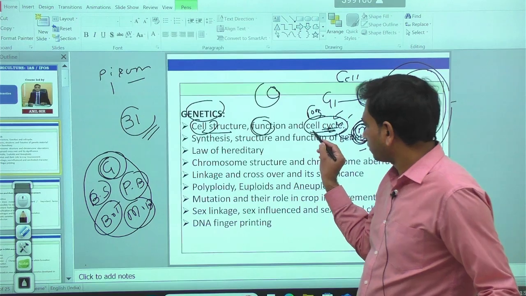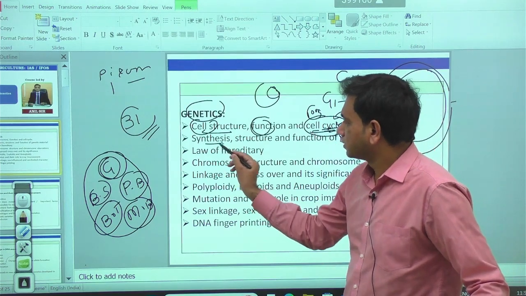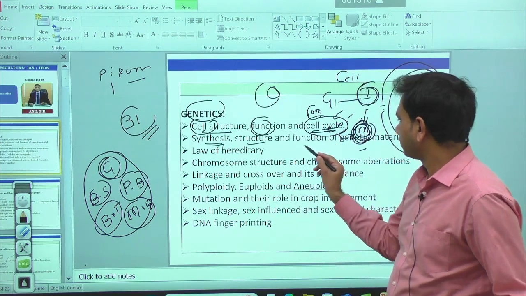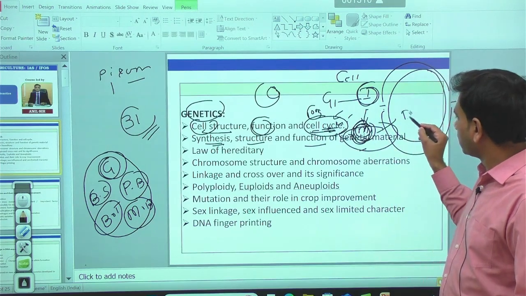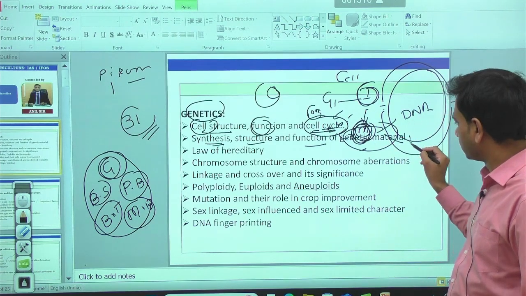Then apart from that, we have the synthesis, structure, and functions of the genetic material. Genetic material means either DNA or RNA.